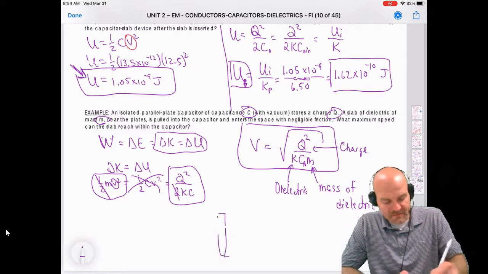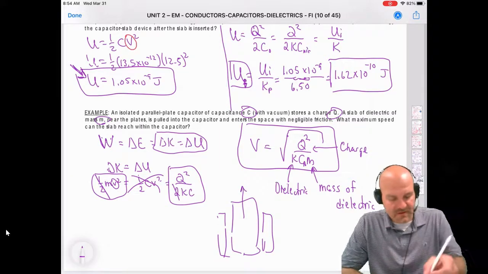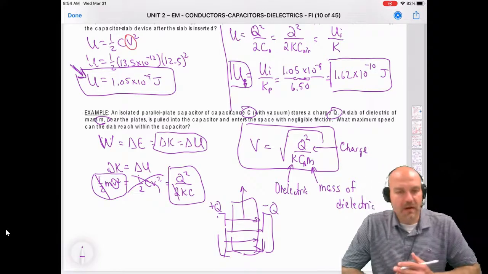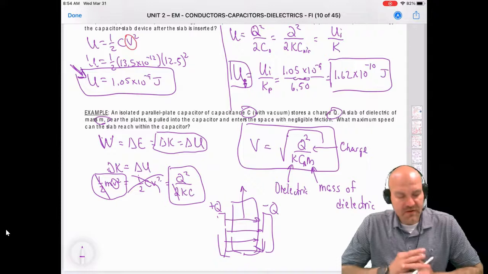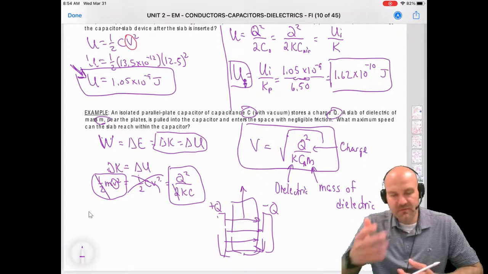Based on all that, this slab can move in or out depending on the E field and the amount of charge, because remember, one plate will be plus Q and one will be minus Q. All right, so that ends Unit 2 of conductors, capacitors, and dielectrics, and we'll get started with Unit 3, which will be circuits.